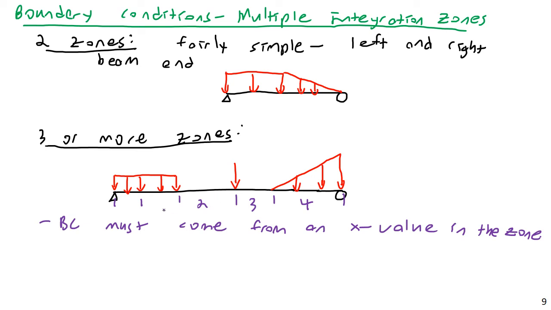In other words, at the end of the day, what I'm trying to get is some sort of function, something like a V1 of x from x equals 0 to a, and then a V2 of x from x equals a to b, that kind of thing. We're looking for a piecewise function that will be compatible, and that will describe the shear in the beam.